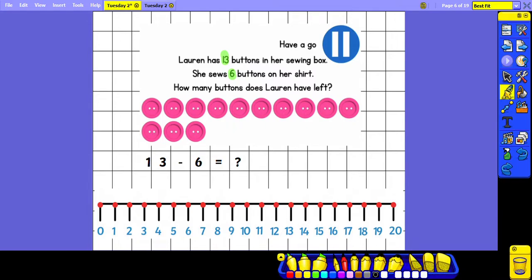I want you now to choose one of the methods to subtract using the number line. You can use the one that you're used to, or you can try out the new one that we went through on the last example. It's completely up to you. Okay, so pause the video now and see if you can work out 13 subtract 6 on the number line.